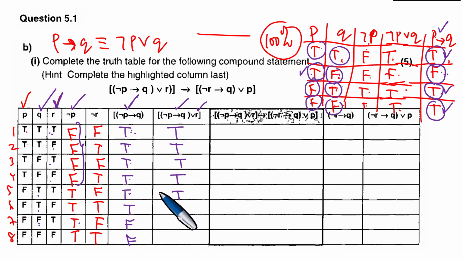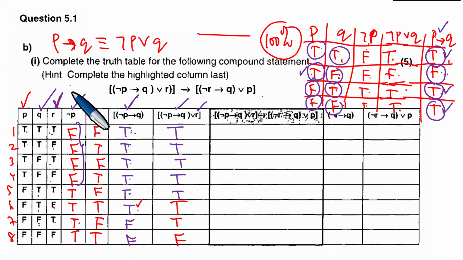Now, let us come to this one. Using the same rules, we take this one, which is true or, because R is this one. If you say true or false, we get true. False or true, true. False or false, we get false. Okay, so now we are done with this one.